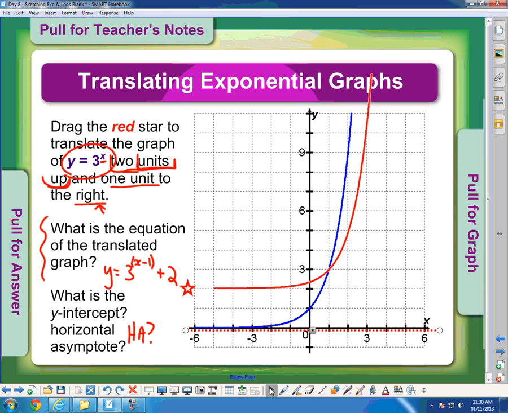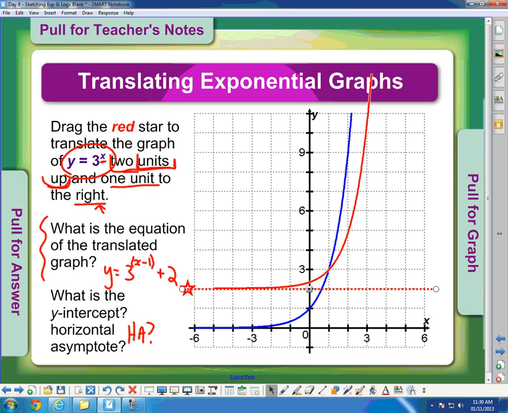Well, the horizontal asymptote is going to go through the same steps. It's going to move 2 units up and 1 unit to the right. So of course, if I move it 2 units up, you'll see the horizontal asymptote has moved from y equals 0 to y equals 2. And now I could move it to the right, except this line is infinite in both directions.